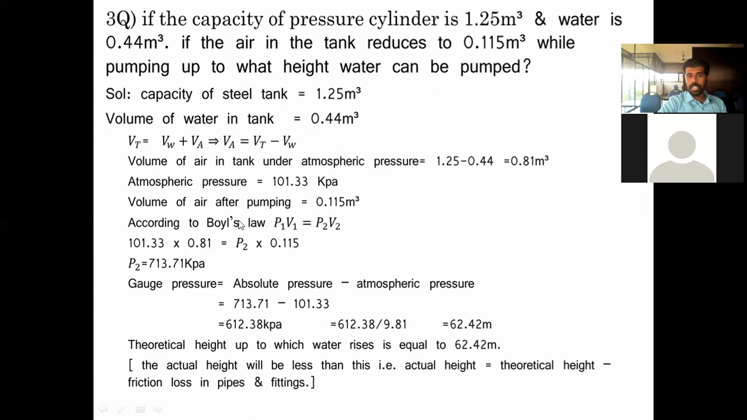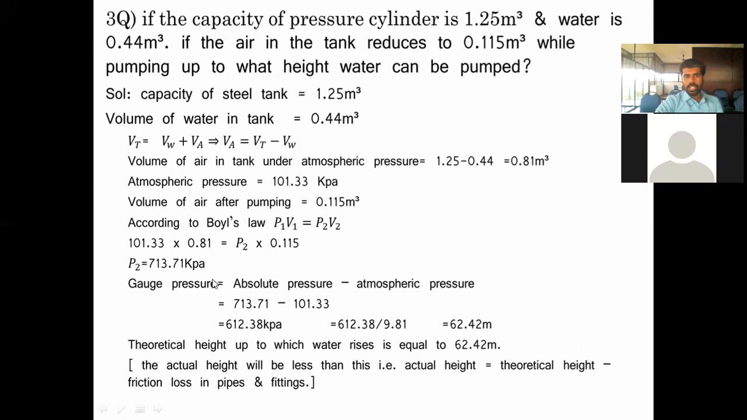So using this formula, P1 V1 equal to P2 V2, we can find P2, and we can find the pressure. If we know the pressure, we can easily find out the head. So P2 is equal to, we can just bring it here, and when you are dividing with this, you'll be getting almost 730 kilopascal. 713.71 kilopascal is the pressure.